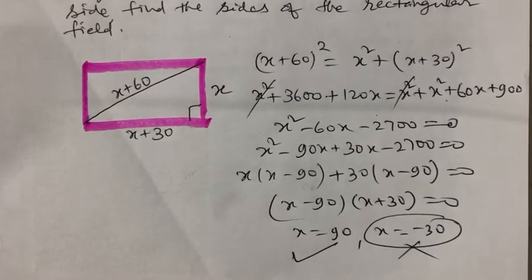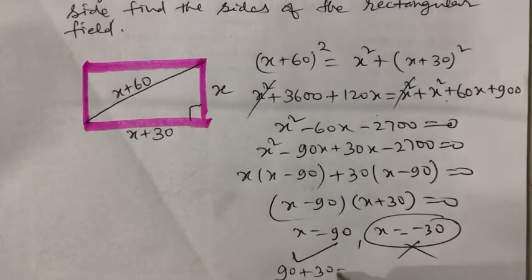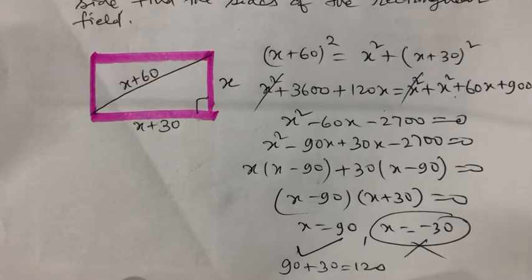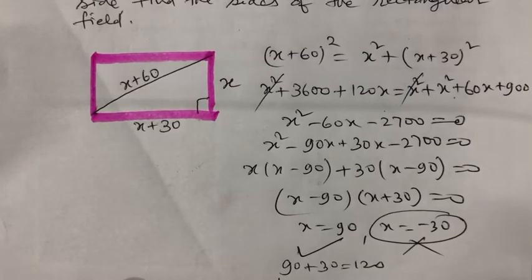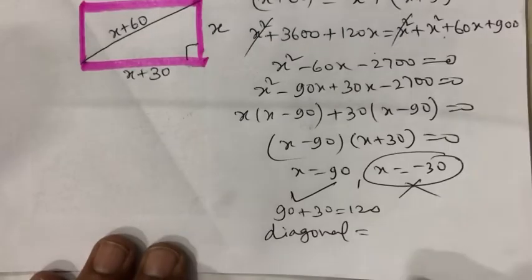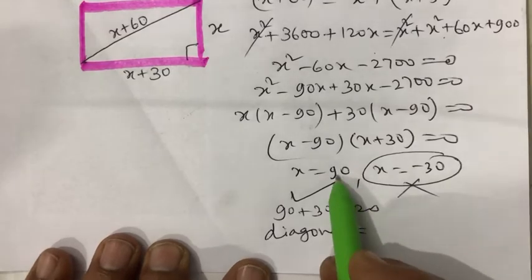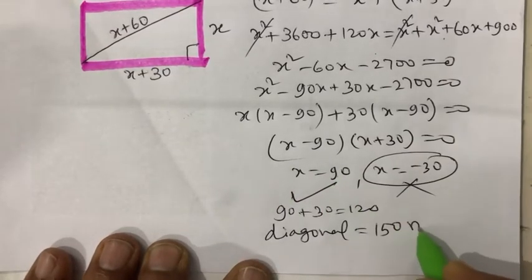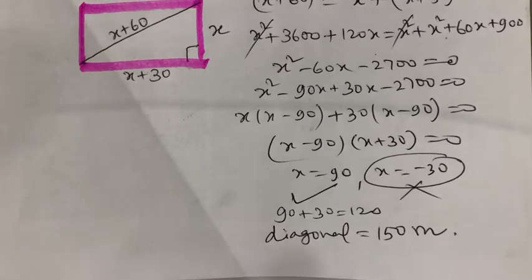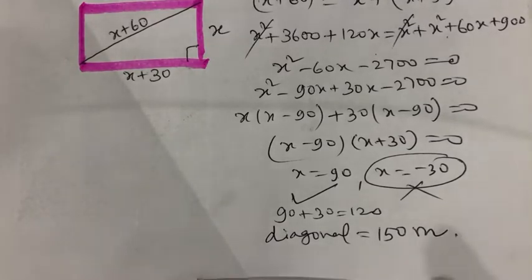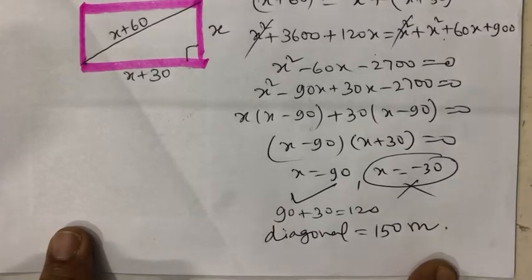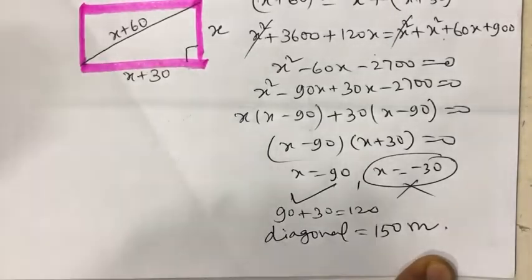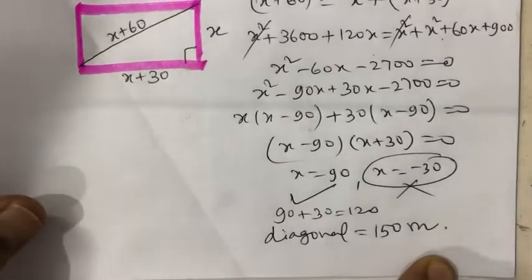Hence, shorter side 90, longer side 90 plus 30, that is 120, and diagonal equals x plus 60, that is 150 meters. So very simple problems based on geometry, where we have to use the Pythagoras theorem every time. Okay.